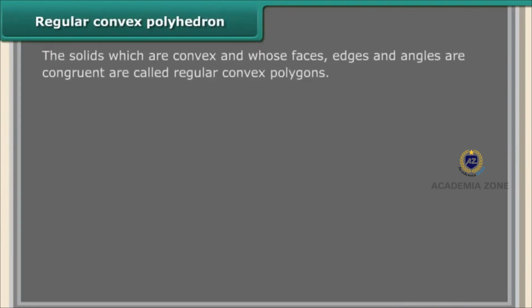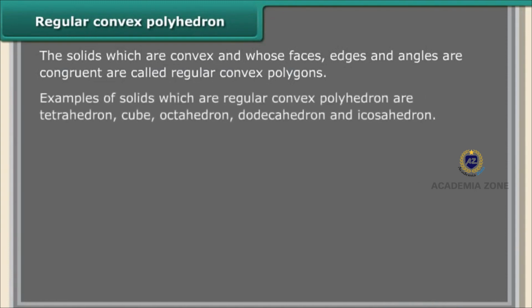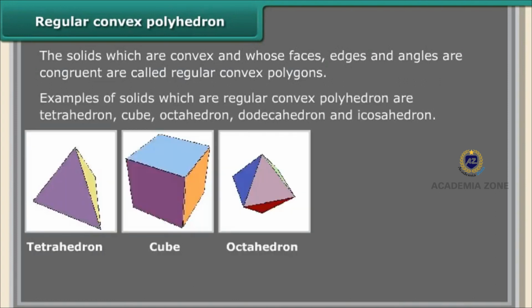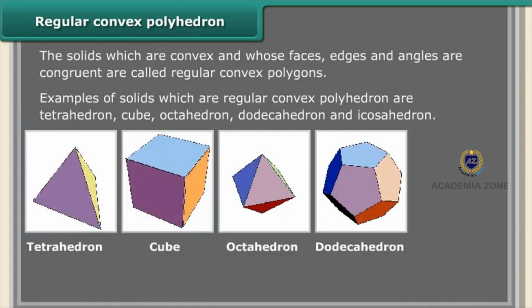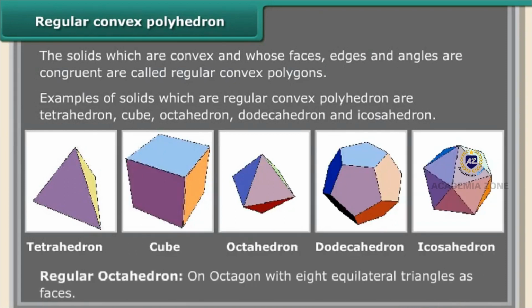Regular convex polyhedron: the solids which are convex and whose faces, edges and angles are congruent are called regular convex polyhedra. Examples of solids which are regular convex polyhedra are tetrahedron, cube, octahedron, dodecahedron and icosahedron. Regular octahedron: a solid with 8 equilateral triangles as faces.